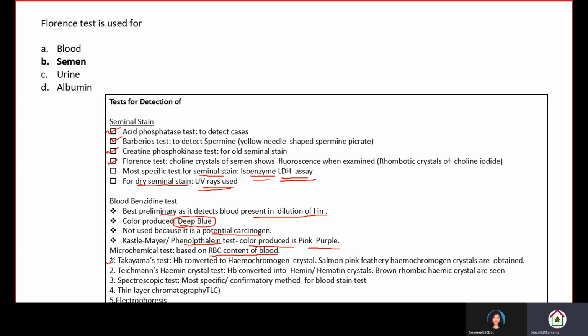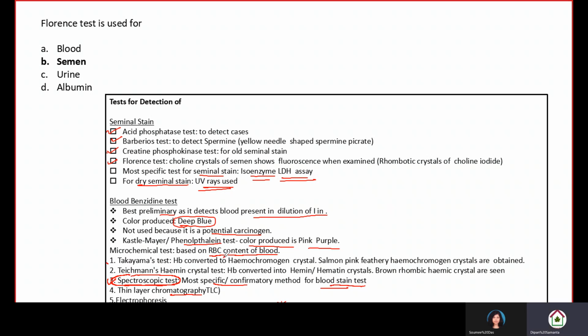Next is the spectroscopic test, a more specific and confirmatory method for blood stain test. So more specific for blood stain is the spectroscopic test. Very important point, it comes in the MCQ as well. Thin layer chromatography and electrophoresis are also used. The test to distinguish human versus animal blood is the precipitin test.